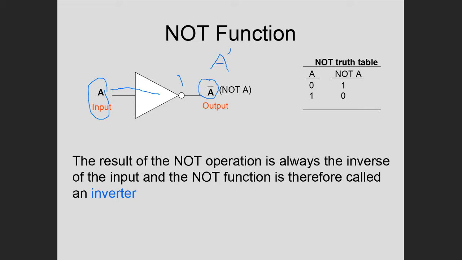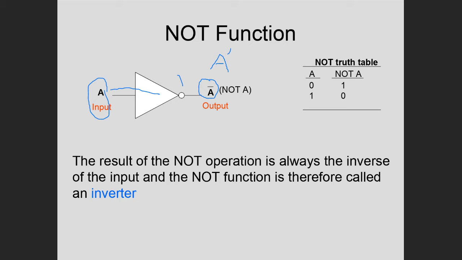The not function is pretty simple. It just takes whatever A is and flips it to the opposite state. So if A is a 0, when it hits that state indicator, flowing through the gate, it changes it to a 1. If A is already a 1, it'll change it to a 0. It inverts or flips the bit.